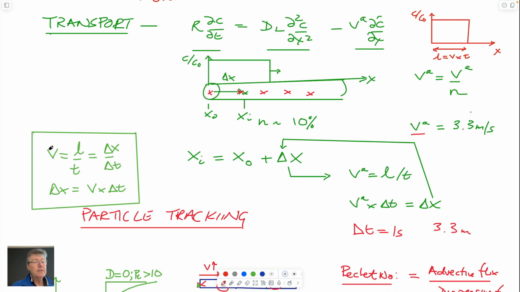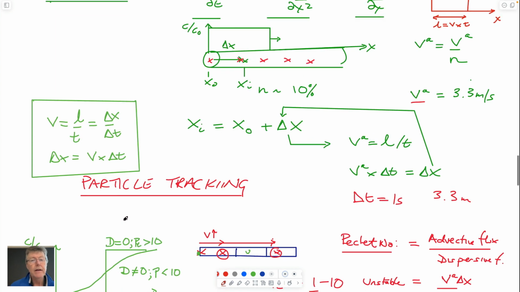So we know that the velocity is given by length over time. The length traveled is a distance x in a given time. And so we could get the distance traveled as being the product of velocity times the time step over which we allow that to travel. So you're going down the road at 10 miles an hour, you do it for an hour, you've gone 10 miles. That's all we're saying.